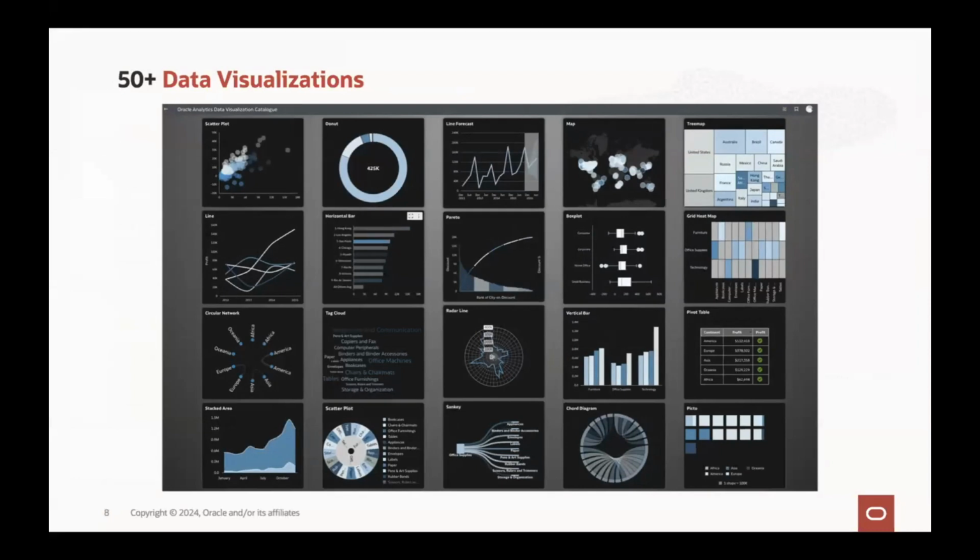On the next slide, I'm going to tell you a little bit about the data visualization inside Oracle Analytics. Product management is working on the data visualization types. And what you have to know is that inside Oracle Analytics Cloud, we have right now more than 50 different types of data visualization, from skinny donut to map, tree map, grid heat map, box plot, vertical bar, and more.